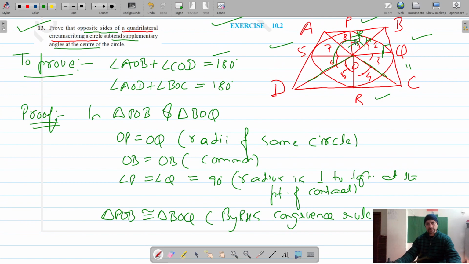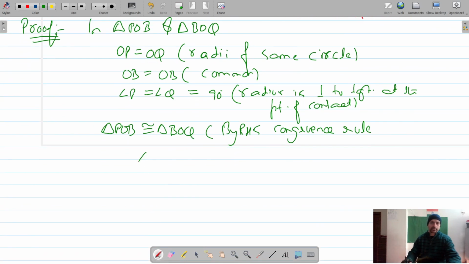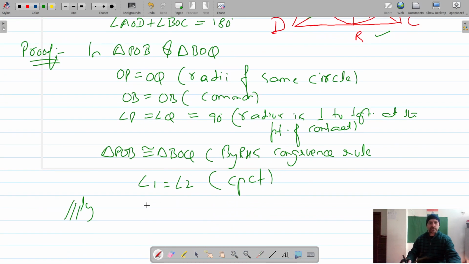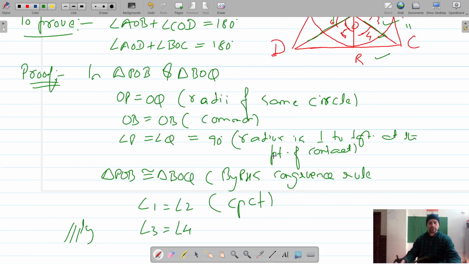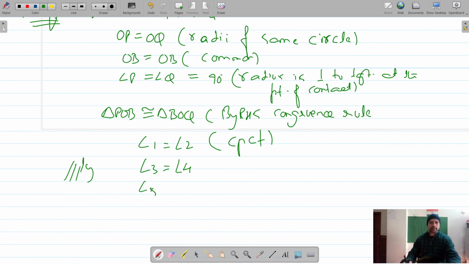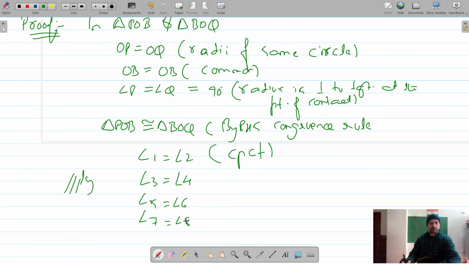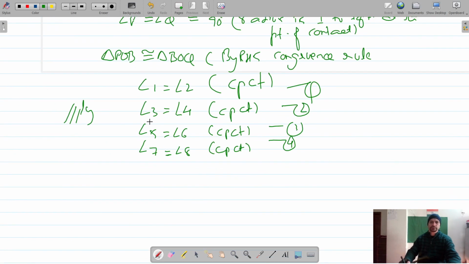Now, because they are congruent, angle 1 should be equal to angle 2, because they are congruent parts of congruent triangles. So I will just write CPCT. Similarly, we can prove that angle 3 is equal to angle 4, angle 5 is equal to angle 6, and angle 7 is equal to angle 8 if we prove that their corresponding triangles are congruent. So let's say these are equations 1, 2, 3, and 4.